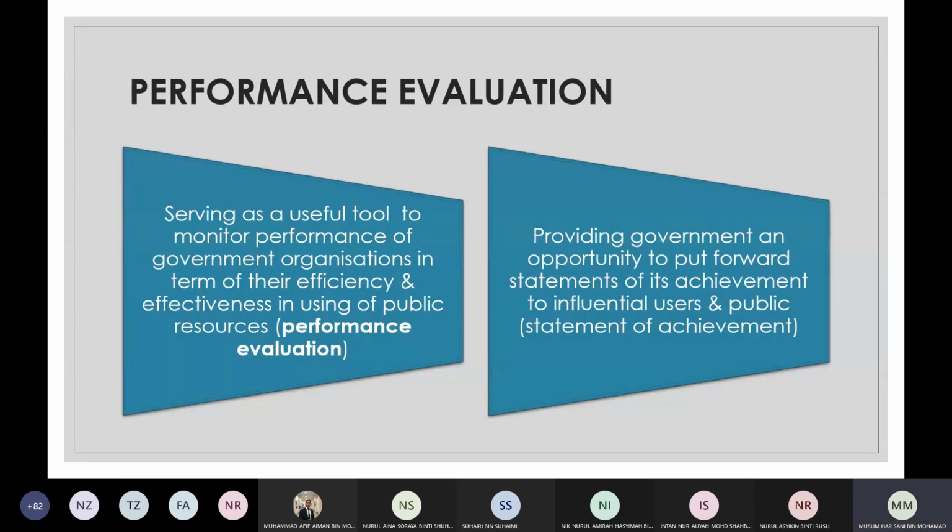Okay, for performance evaluation, serving as a useful tool to monitor the performance of government organizations in terms of efficiency and effectiveness in using public resources. Okay, that will be under performance evaluation. Providing government an opportunity to put forward a statement of its achievements to influential users and the public. Okay, statement of achievement. These are, I think, examples of what performance information they can provide to the users, and how that should be used.